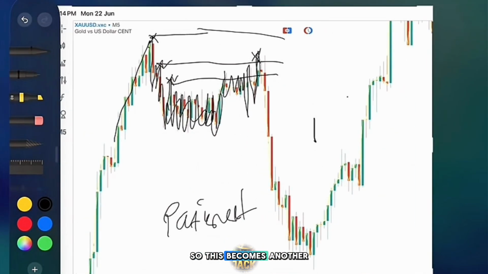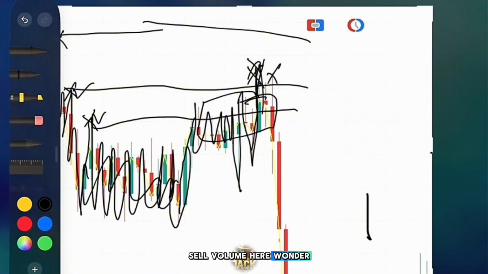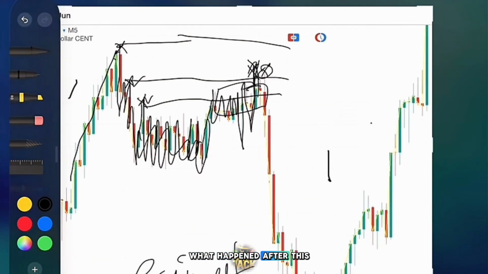So this becomes another new price because even though the candle hasn't closed, it's not a solid breakup of the volume. All right, this is still a rejection, so price is still in this area. Okay, rejection, sell volume here. Now what happened after this? You already know that this is a sell volume after you see the rejection.